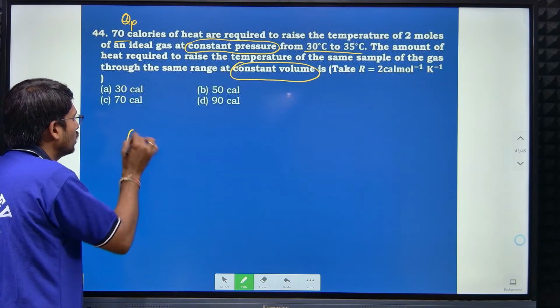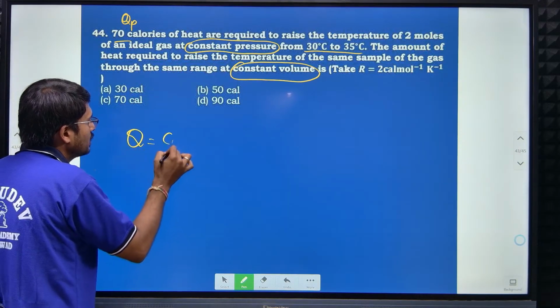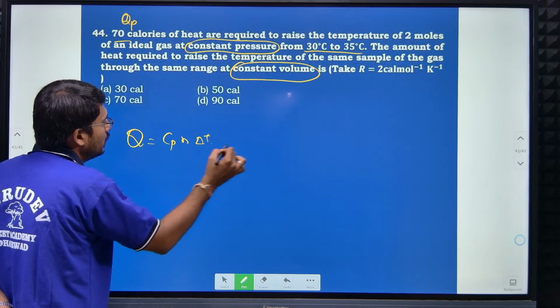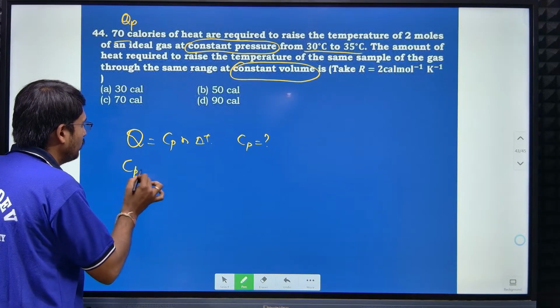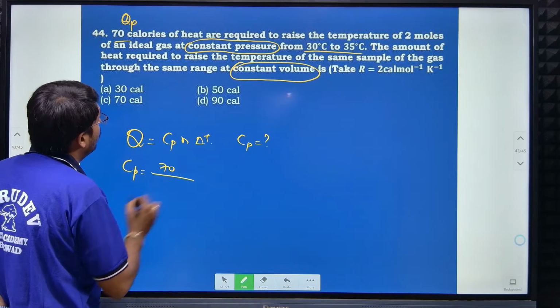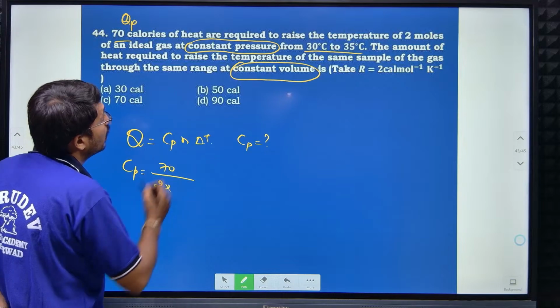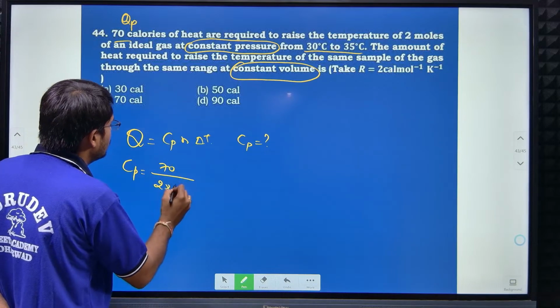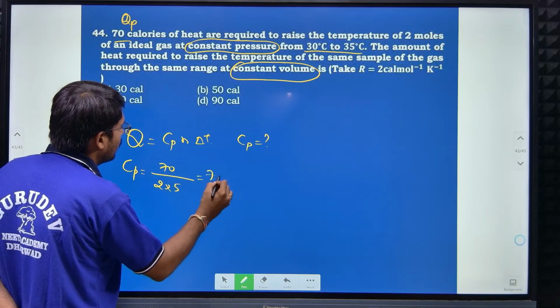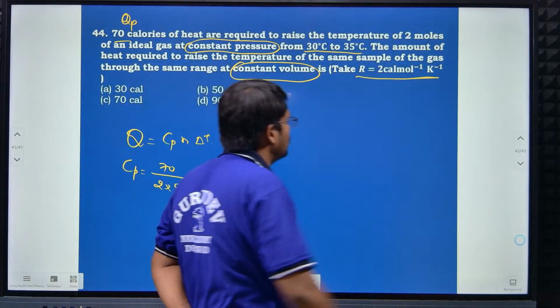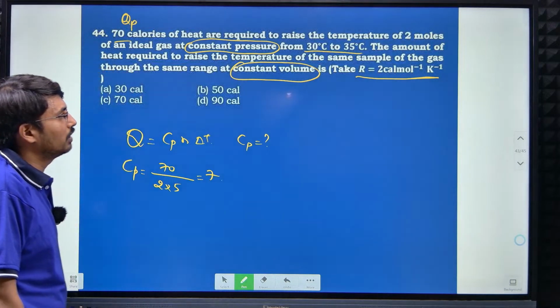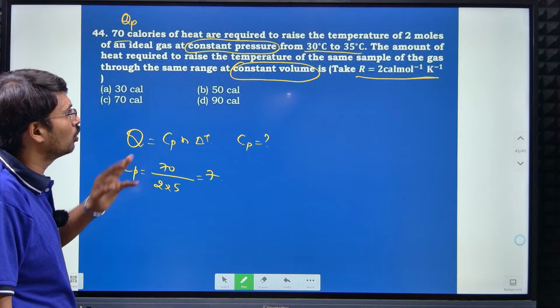So what is the equation for Q? We write it as Cp n delta T. They have not given the value of Cp, we have to find it out. So what will be the Cp then? That is 70 divided by the number of moles, which is 2, and delta T is just 5, so that will be 7. In the bracket they have mentioned, look at this particular one, in the CGS system, R is given as 2 calorie per mole per Kelvin.